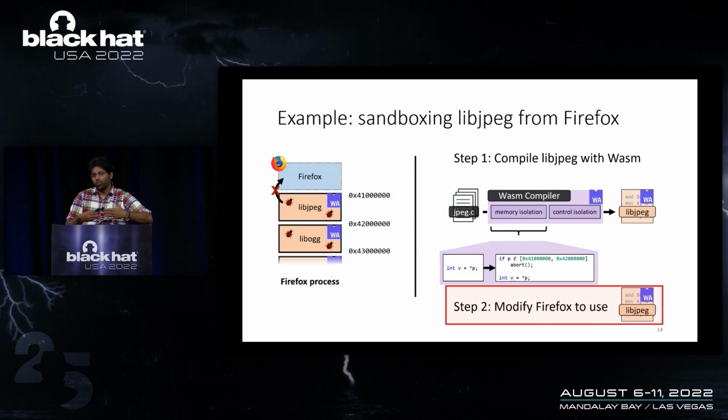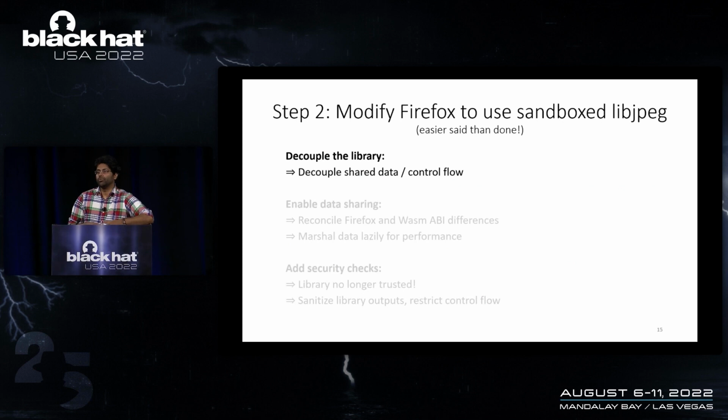And let me actually walk you through the various steps now that are needed to incorporate this modified libjpeg. And the first thing we would do, if we wanted to do this, is decouple the library. And this is not just a matter of grabbing the code and putting it in a separate folder. No, we need to grab all of the shared data structures. We need to figure out how to disentangle the shared control flow. All of these things have to be carefully separated so that we can actually sandbox libjpeg correctly. And once we do this, we need to now go back and think about all of the data sharing that needs to happen.